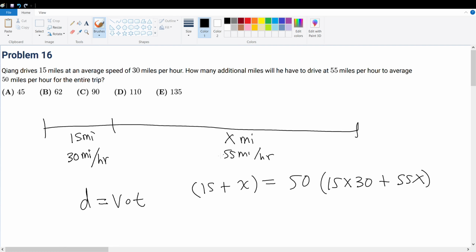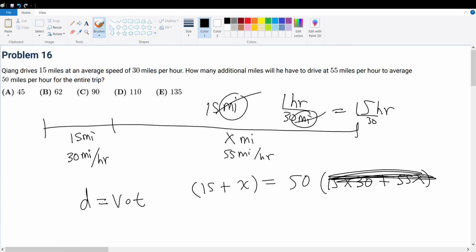And the reason why we do this is because 15 miles has the units of miles. When we multiply this by units of 30 miles per hour, or, oh, sorry, I did this wrong. It should be 1 hour per 30 miles, right? We have to flip over the velocity to get the miles and miles to cancel out to get some term in hours, right? So 15 over 30 hours. So, okay, in other words, I did this wrong. That should not be the case. This should be 15 over 30, right, plus x over 55. Now, that's correct.